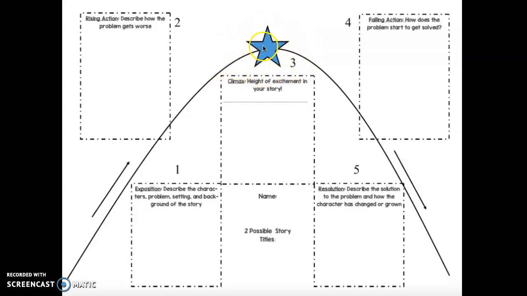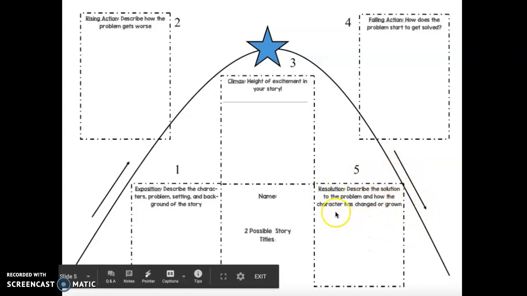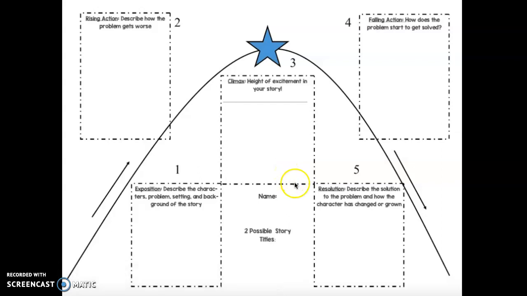This is where it's really exciting. And then we get to the falling action. As things start to get easier, as they go back down the mountain, the solutions are falling into place until we reach the very end, where the problem is solved, and we sort of see how it all gets tied up, and maybe we notice that the character has changed or grown or learned their lesson.